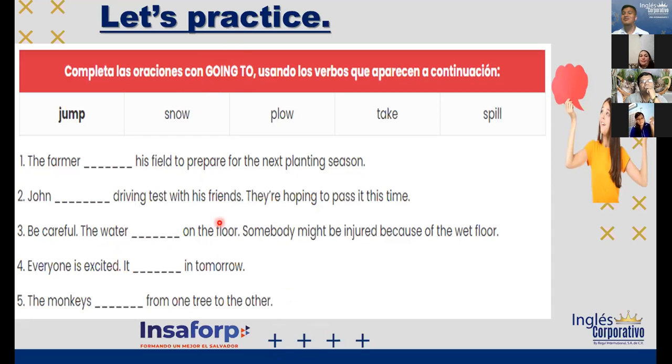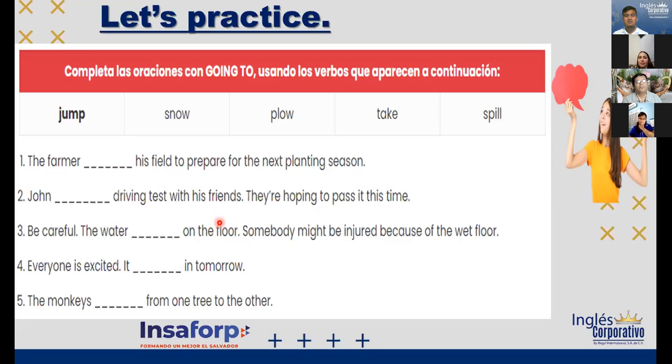So, number two. John is going to take a driving test with his friends. They are hoping to pass this time. Thank you. Number three. Be careful. The water is going to spill on the floor. Somebody might be injured because of the wet floor. Excellent.